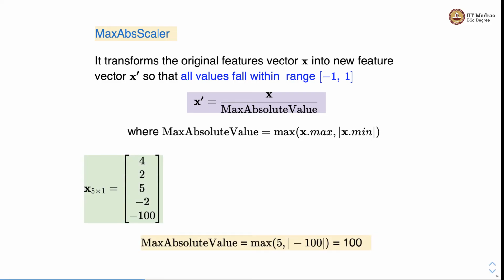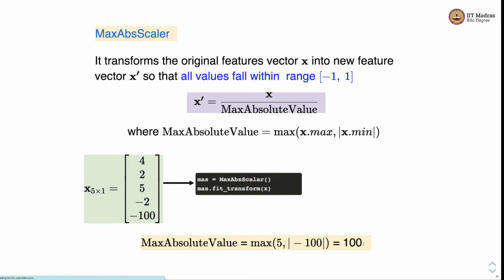So let's take a concrete example here. We have a feature matrix with 5 samples and 1 feature. These are the feature values. You can see that the maximum value is 5 and the minimum value is -100. So we take mod of -100, which is 100. So the maximum absolute value is 100.